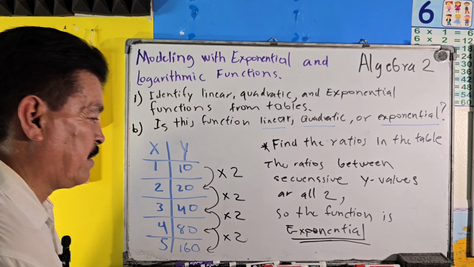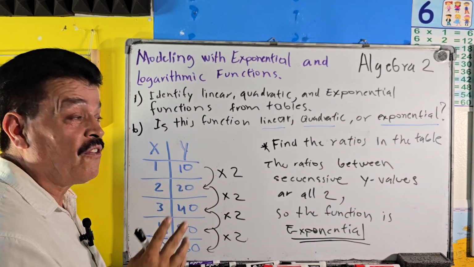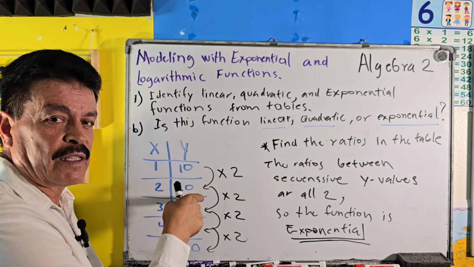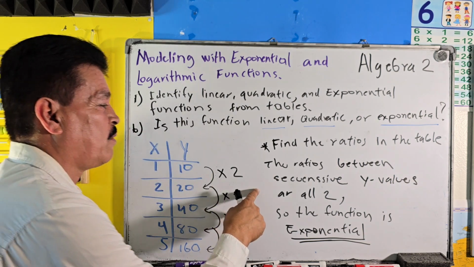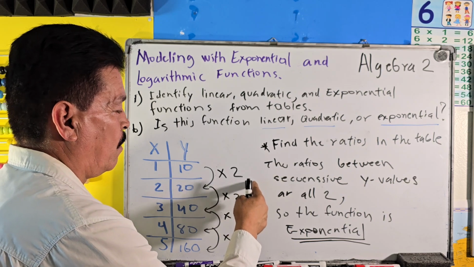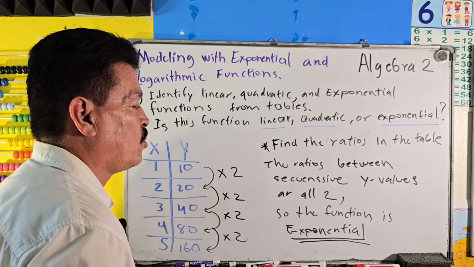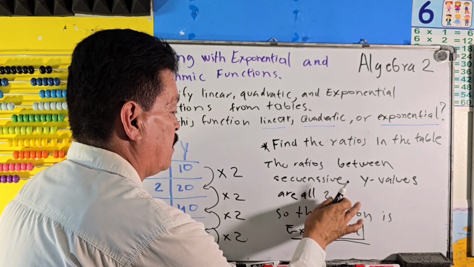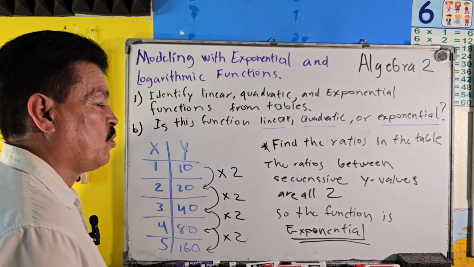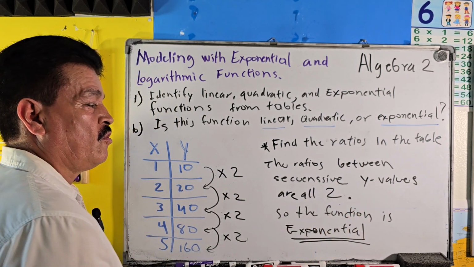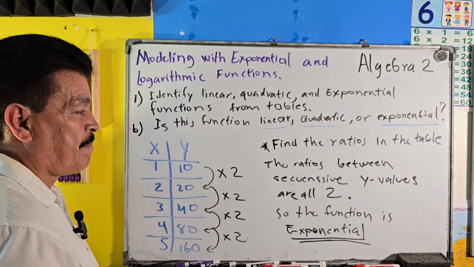All right, that's the answer. Find the ratio in the table first. So it's not the difference, now it's the ratio. This is the way to find the ratio between the consecutive y values. The ratios are all the same, so the function is exponential. This function is exponential. See?